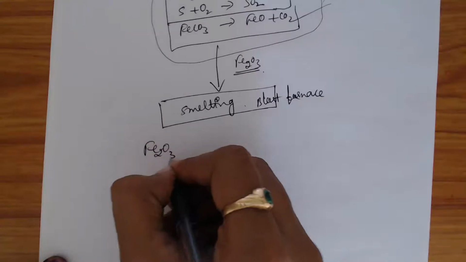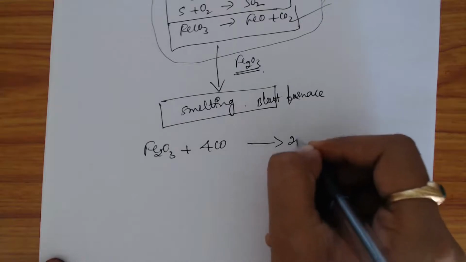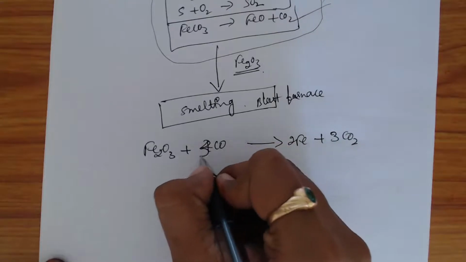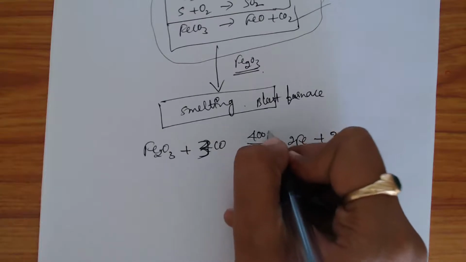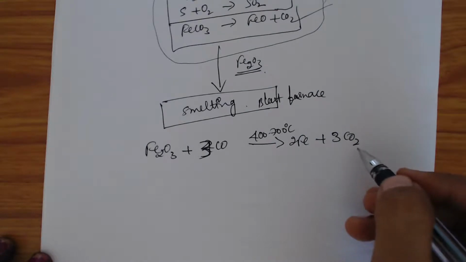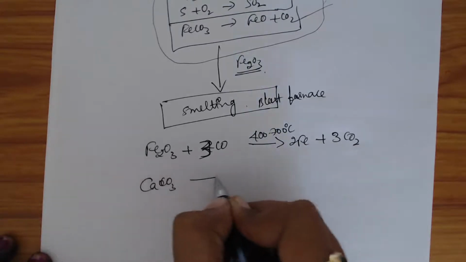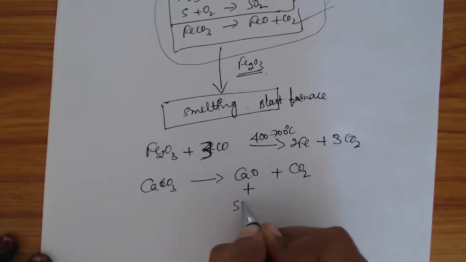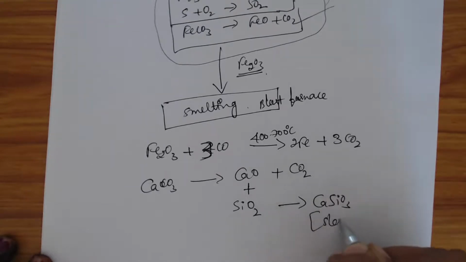This Fe2O3 mixed with carbon monoxide gives 2Fe plus 3CO2. Here the temperature ranges from 400 to 700 degrees Celsius. Understood? This is 3CO. To this, CaCO3 is added, which upon decomposition gives what? CaO plus CO2. The CaO mixed with SiO2 forms CaSiO3, that is slag.